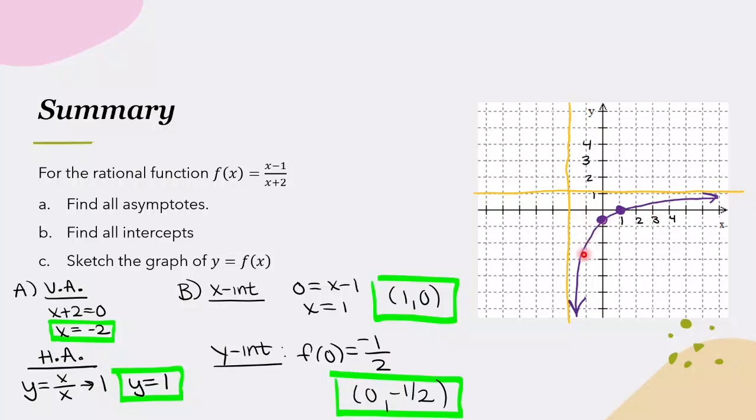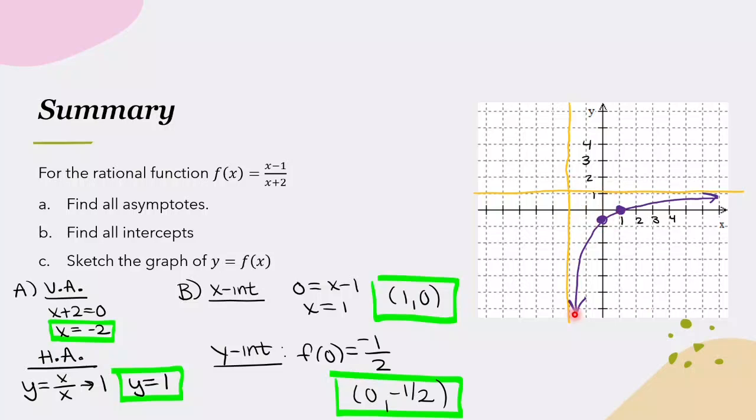And then on the left side there, I'm going to draw the graph so it's approaching that vertical asymptote. I know that the curve goes down towards the vertical asymptote and not up because there's no other intercepts. It can't cross the axes again, so it has to go down towards that asymptote.